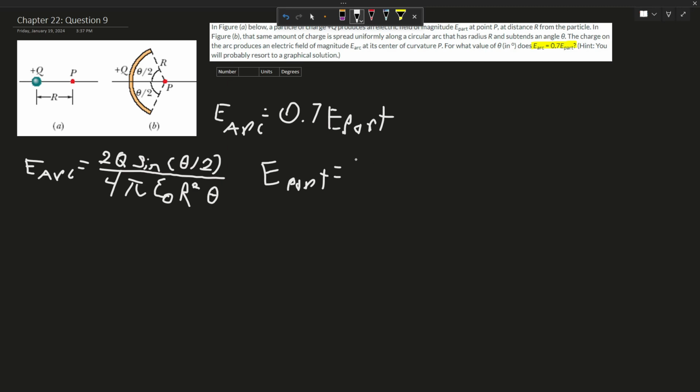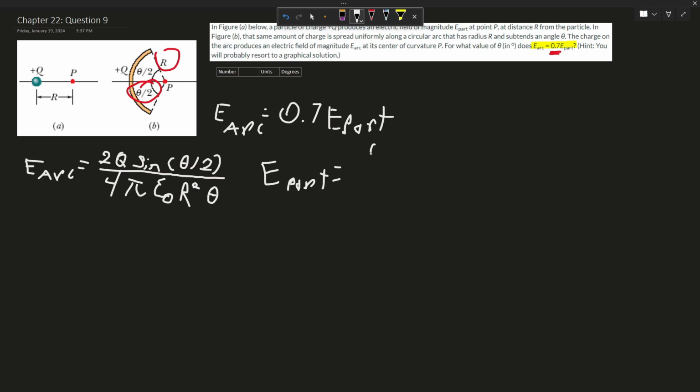But you see, you have your 0.7, which is the only value that changes. Everything else should be the same. The theta over 2 should be the same, the r squared should be the same. It shouldn't change. But E part is not equal to 0.7, as I just said. That is the part that's different.